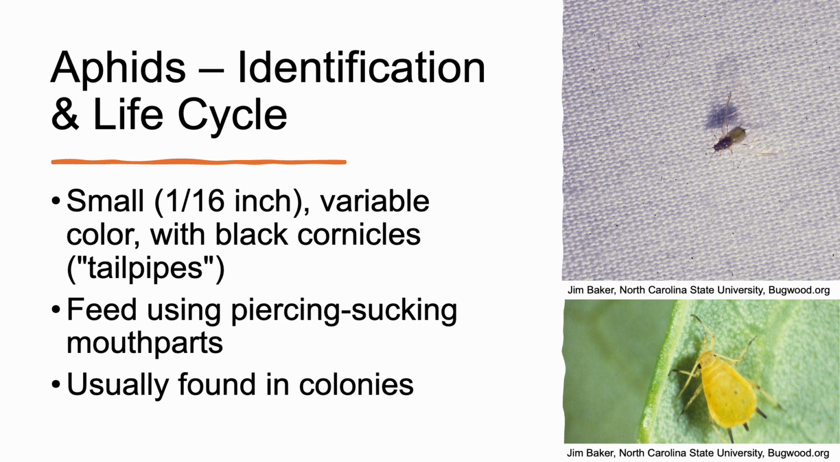Melon aphids are small, about 1/16 of an inch, and can range in color from light green to dark green or black. A key feature to look for is the pair of black cornicles, or tailpipes, on the back of the body. You can see this on the aphid on the bottom image, which has 2 black cornicles on the back of its abdomen. They feed with piercing, sucking mouth parts and are usually found clustered together in colonies.